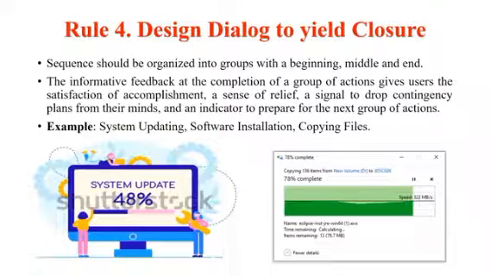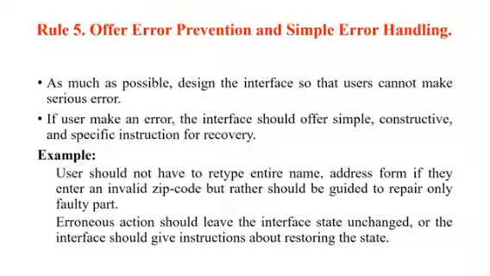Next, the fifth rule is offer error prevention and simple error handling. As much as possible, design the interface so that users cannot make a serious error. If a user makes an error, the interface should offer simple, constructive and specific instructions for recovery. Okay, so an example is here. A user should not have to retype the entire name address form if they enter an invalid zip code, but rather should be guided to repair only the faulty part.